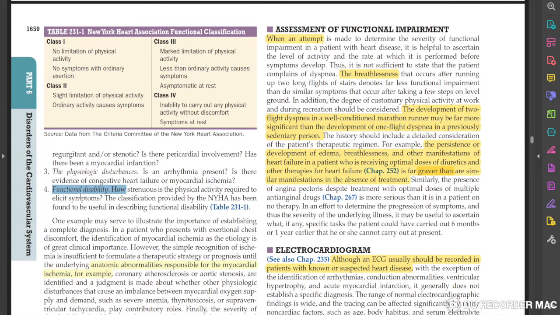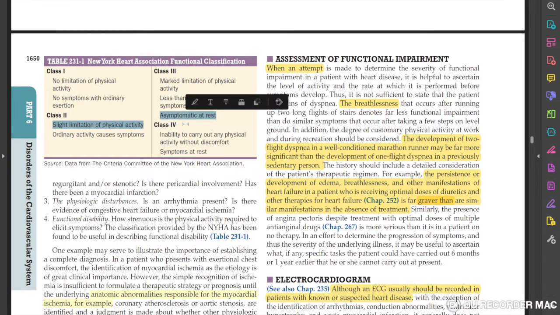Now this functional disability is further classified as the NYHA classification. Class 4 is symptoms at rest. The person is sitting in the room and he's having symptoms, that is a class 4 patient. Class 1 patient has no limitation of physical activity. He can play football, he can play with his child, and there is no problem in that. So no symptoms with ordinary exertion, no limitation of physical activity.